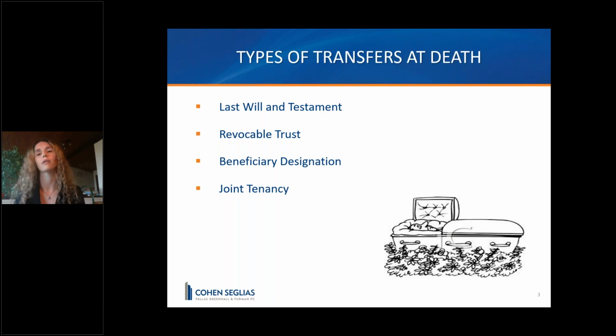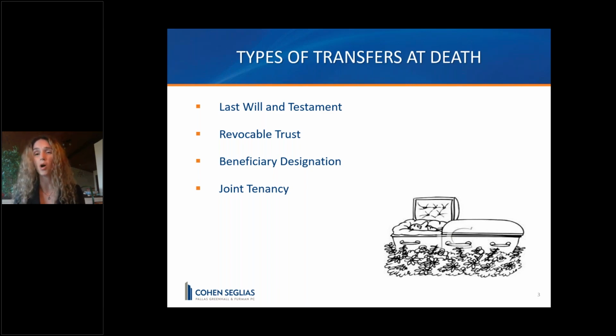Or right now I have a life insurance policy of about $1 million going to a minor beneficiary. Is that really what that person wanted, a minor beneficiary to receive those proceeds at 18 or 21? Probably not. Most of us want that money protected for a minor beneficiary for a longer amount of time.